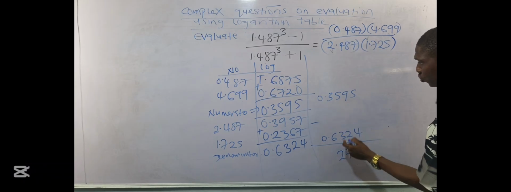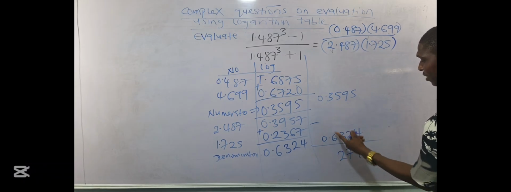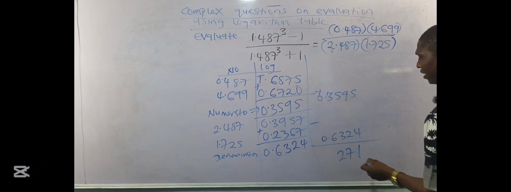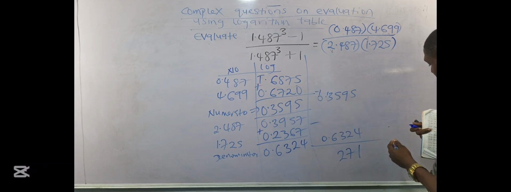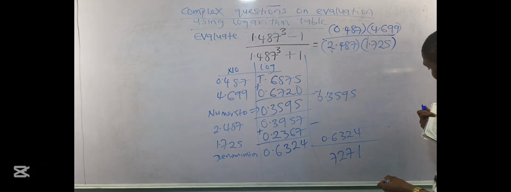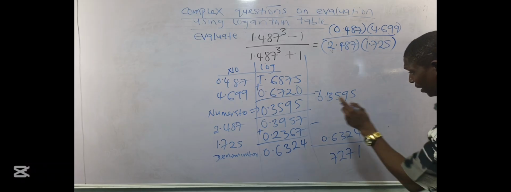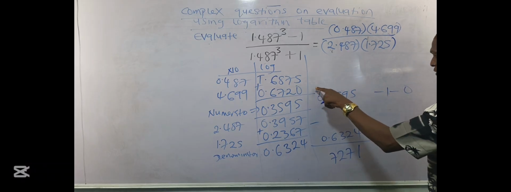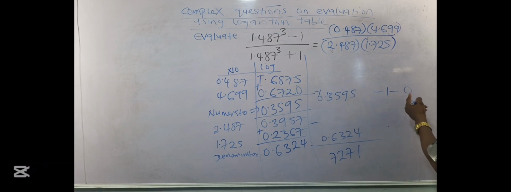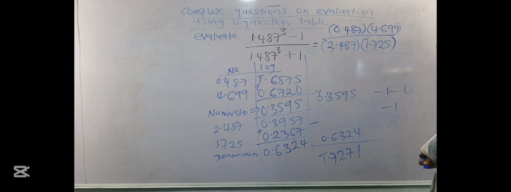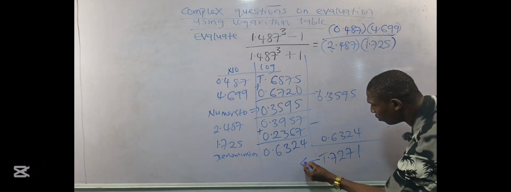5 minus 3, 2. 6 minus 3, minus 6 cannot. Take 1 from here will come minus 1. Here become 13. 13 minus 6 will give you what? 7. So here becomes 7. And I have minus 1, minus 0, because my 0 has become minus 1. Minus 1 minus 0 will still give me what? Minus 1. So minus 1 is what? Bar 1 points.